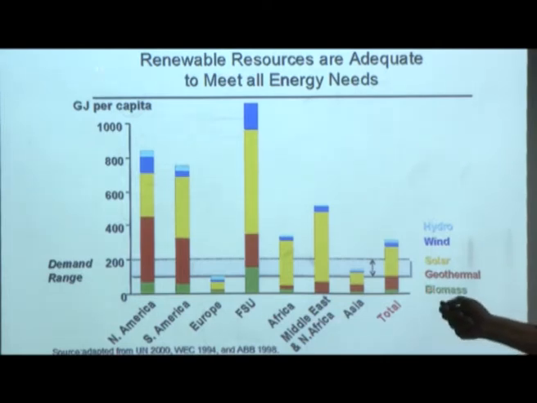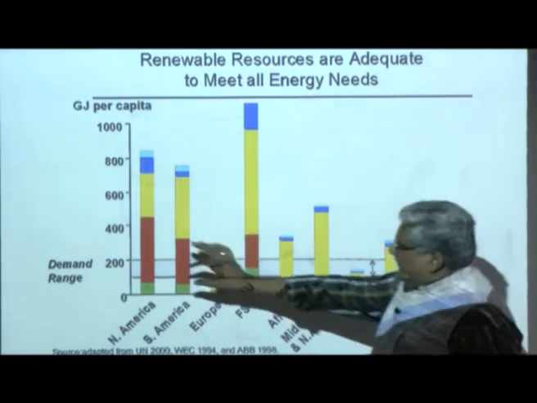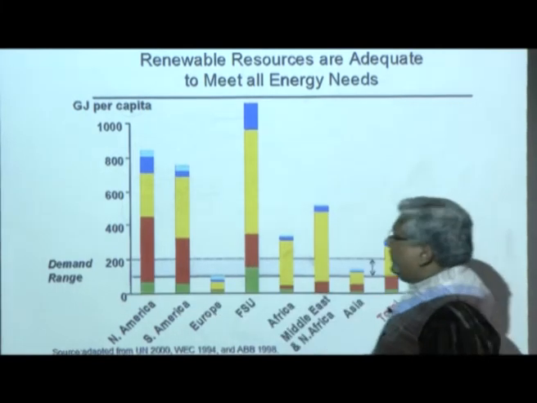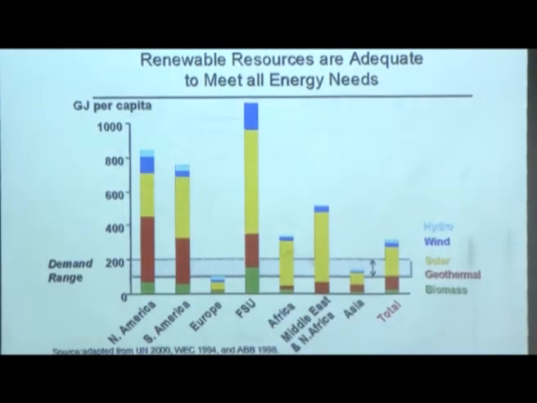On this axis you have gigajoule per capita, that means how much energy is required per person. The demand range is only this much in different countries of the world, between 100 to 200 gigajoule per person per year. And the supply, for example, if you look at North America, it is 900. Former Soviet Union, it is 1200. If you look at Asia, we have about 150.